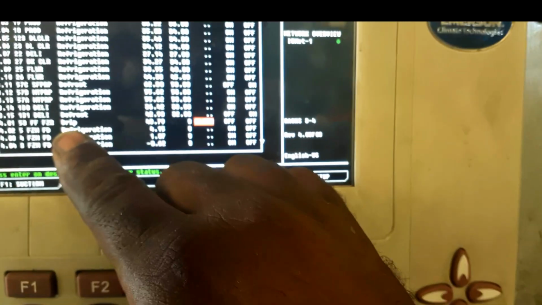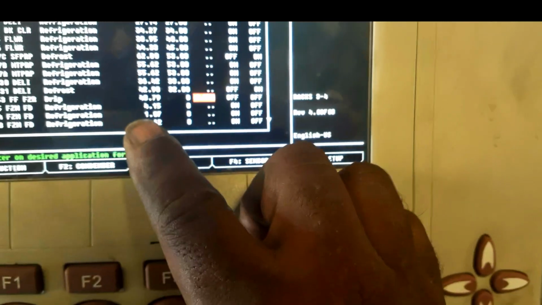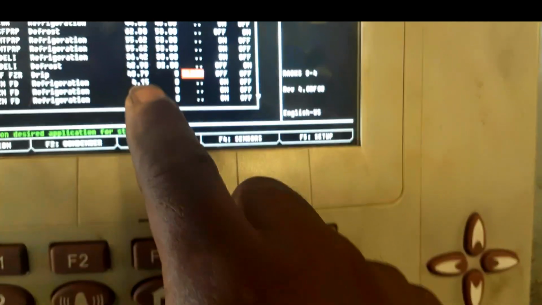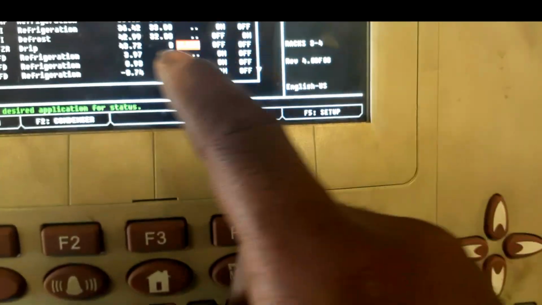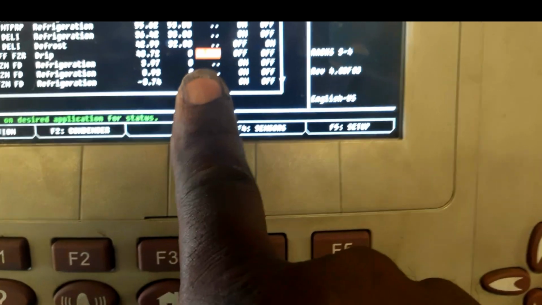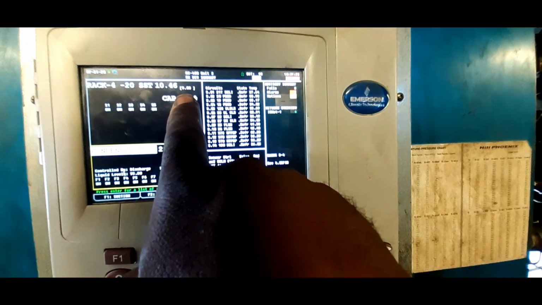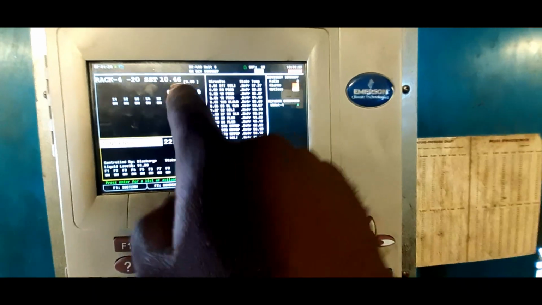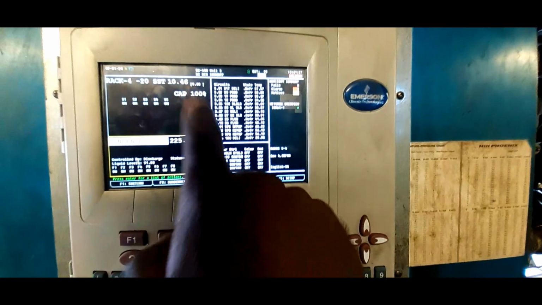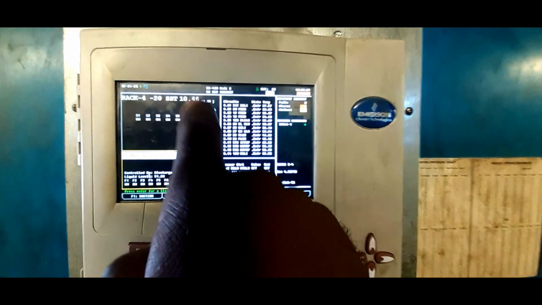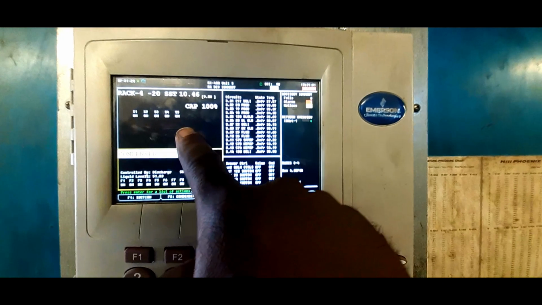So it is in drip. That's why the fans weren't running when I walked inside the cooler. Right now the temperature is 43 degrees, and so far that's the only thing that's in the alarm. Running at 10 PSI, suction set point is 9. Running at 100% capacity, so all of our compressors are running.